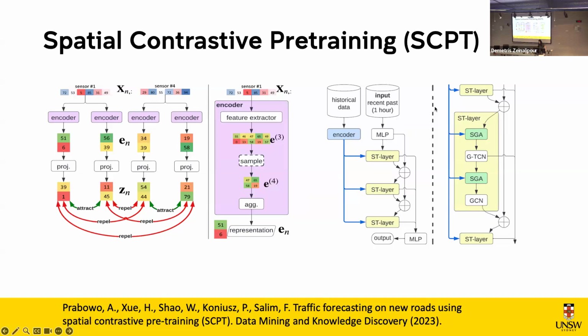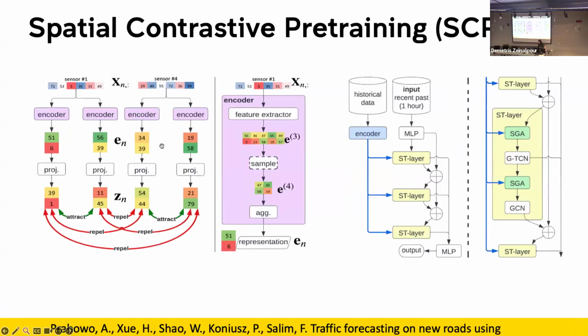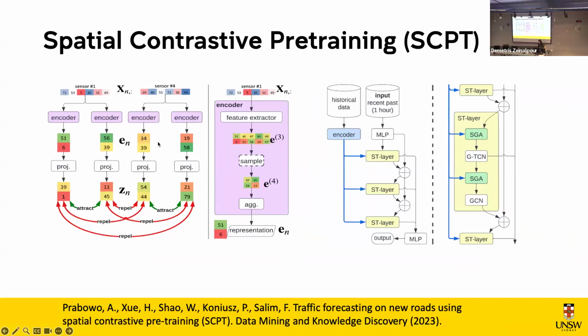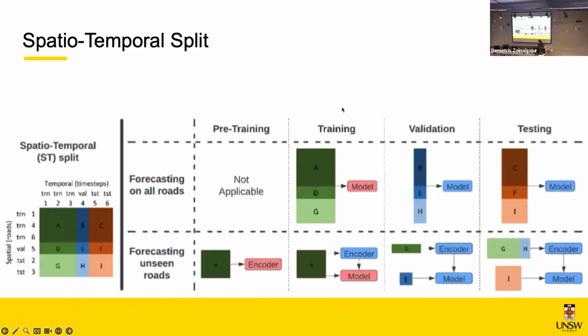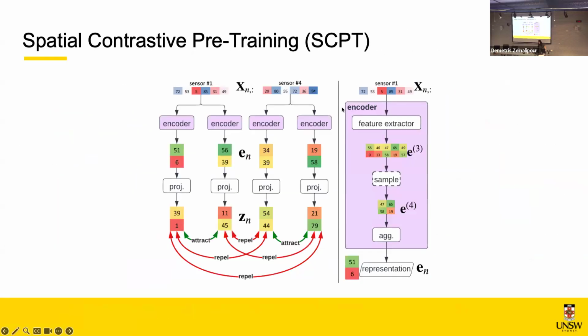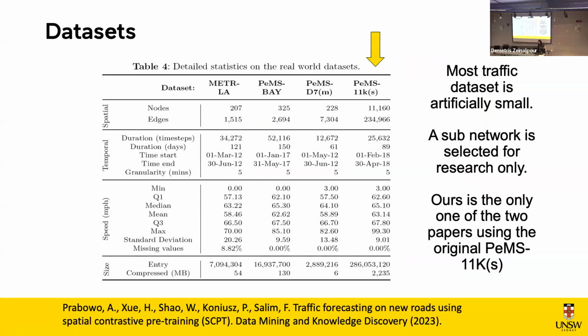And then we apply our proposed spatial contrastive pre-training. Okay, so this is actually very much similar to the SimCLR paradigm, but then we use the dataset that has been done on the spatial temporal split here. Now, let me just skip. Look at the dataset.